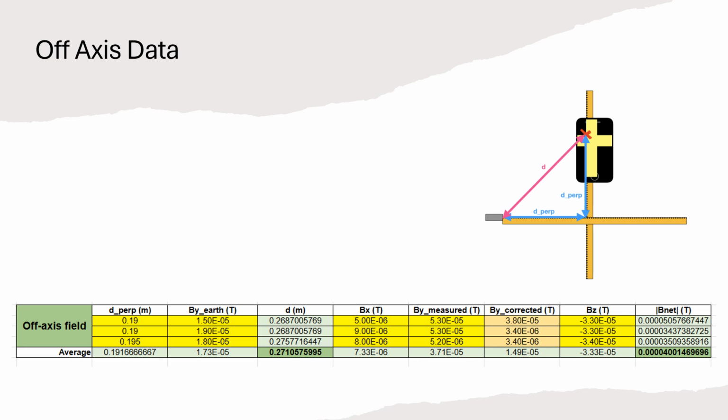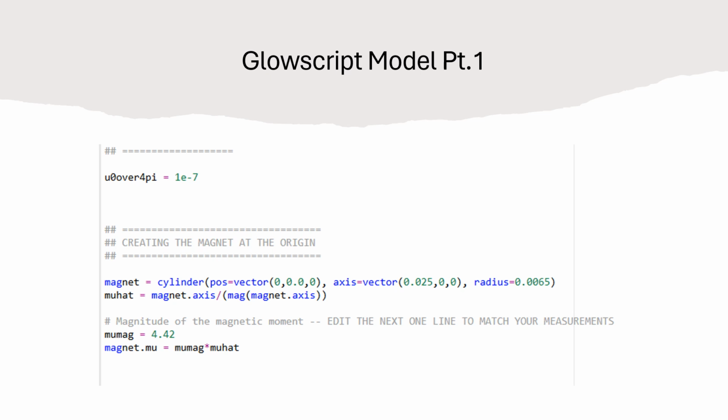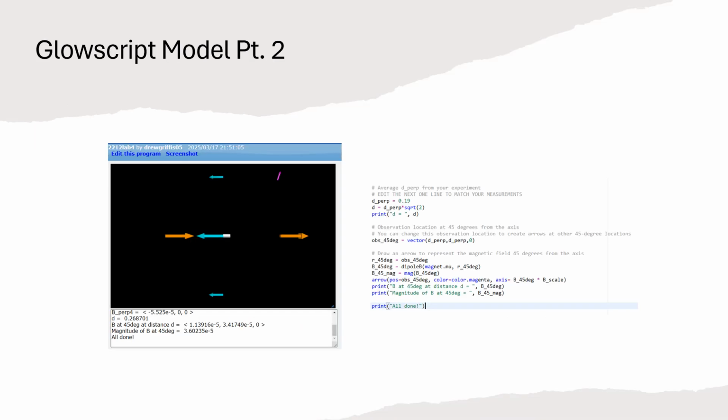And here is the first little part of my GlowScript code that I'm going to be showing you. This is just showing the initial conditions where we set mu equal to 4.42, which is the value that we calculated earlier in the lab. And here is the second part of the GlowScript code. As you can see here, we set the dperp equal to 0.19, which we found during the off-axis part of our experiment. On the left here, you can see the results from the GlowScript model of our experiment.